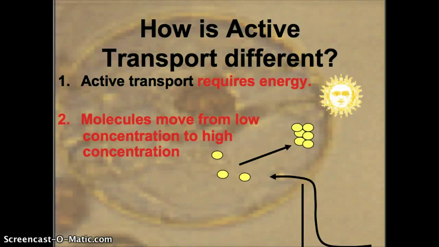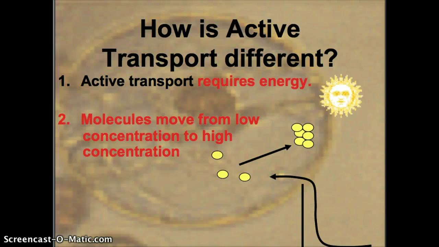Now we have to come back and fill in the rest of our T-chart about active and passive transport. Two bullet points. First thing you need to know: active transport requires energy, and molecules are going to move from low concentration to high concentration. Basically, they're pushing against what they know they should. That's why they require that energy.